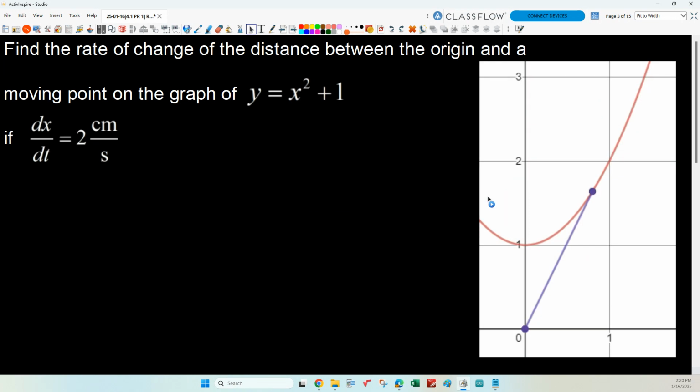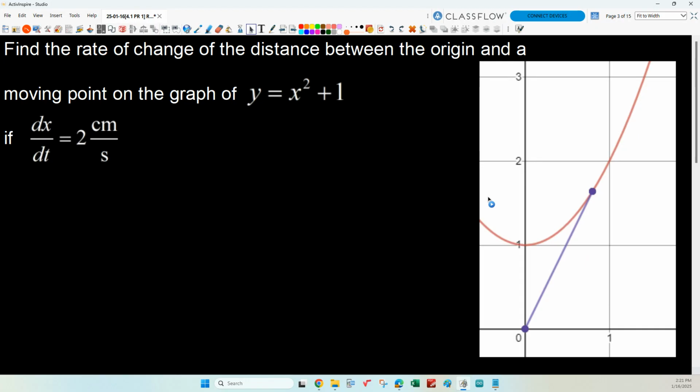Okay, how about one like this? Find the rate of change of the distance between the origin and a moving point on the graph of this parabola, y equals x squared plus 1. So we've got this wire bent in the form of a parabola, and this bead is just sliding along the wire, right? And we want to know what's the rate of change of the distance between the origin and that bead as the bead slides along, such that dx dt equals 2 centimeters per second.